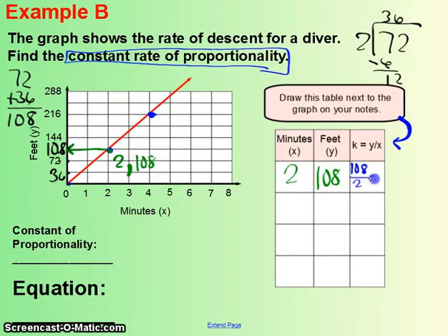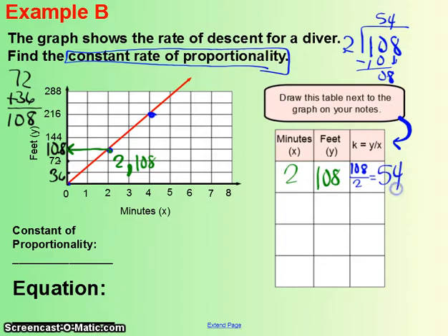Okay, now that's an improper fraction, so I'm going to type it out, because this looks like it's going to give me a whole number. Okay, 2 can't go into 1, 2 can go into 10 5 times. Okay, and then 2 can go into 8 4 times. Okay, so let's check the next point. And it's got to be 54 for it to work out.